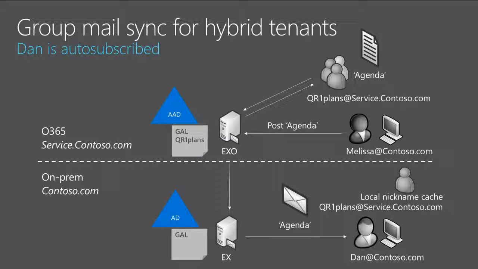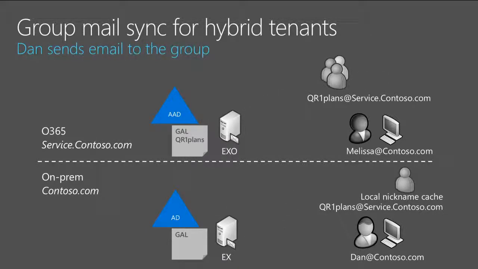Now, Dan decides to reply to this message, adding an entry in his local nickname cache, which makes it easy for him to address the group in the future by name. But let's talk about what would happen if he didn't do that. If Dan wanted to address the group directly, he would actually have to type the group's SMTP address in an email message. And that's because a properly configured hybrid tenant by default copies identities from the on-prem system into the cloud. The reverse does not happen by default. But the good news is we have a technology which does precisely that.